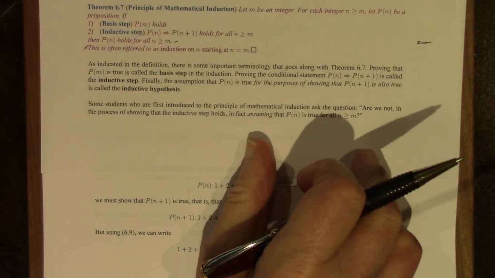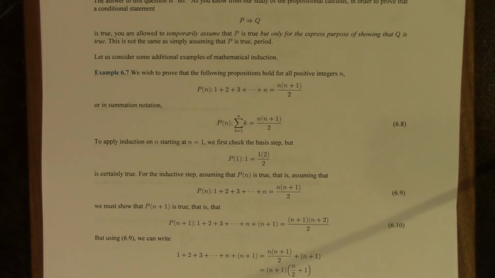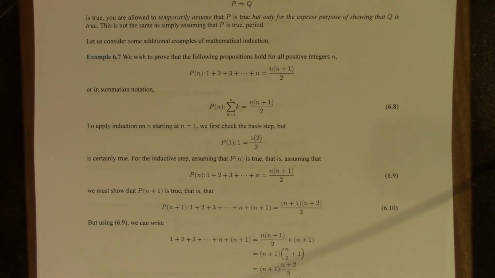Now, some students who were first introduced to induction often ask me, aren't we in the process of showing the inductive step actually assuming that P of n is true for all n bigger than or equal to m? Well, the answer is no. And you have to be careful here. What we are assuming is that a particular P of n is true only for the purpose of showing that P of n plus 1 is true. That's not the same as just a blanket assumption that P of n is true for all n, end of story. We make the assumption for a specific purpose.